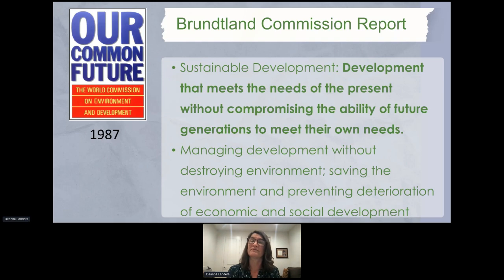The most important part of this report is the sustainable development definition, which is on the screen. It's development that meets the needs of the present generations without compromising the ability of future generations to meet their own needs. So we hadn't had that concept. They actually coined the phrase sustainable development and popularized it as well. And so that helped, bringing in the concept of saving the environment, which people were now thinking of since the 60s a lot more, but then also preventing the deterioration of economic and social development. That balance is essential.